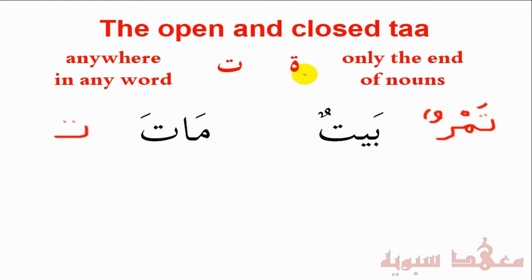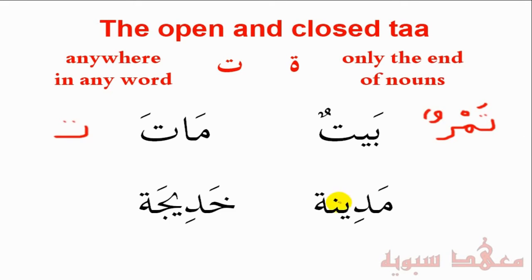Now with the ta marbota, the closed tat, we have the following words. So you notice here the ta marbota at the end of the word. And this is one thing about the ta marbota. The way it's written is exactly the same as a ha. So if you remember, the ha can be written in two ways. At the end, if for example it doesn't join to the second last letter, it will be written on its own like this. Or if it's connected to the second last letter, it's written like this. Now the difference between the ha and the ta marbota is just the two dots at the top.